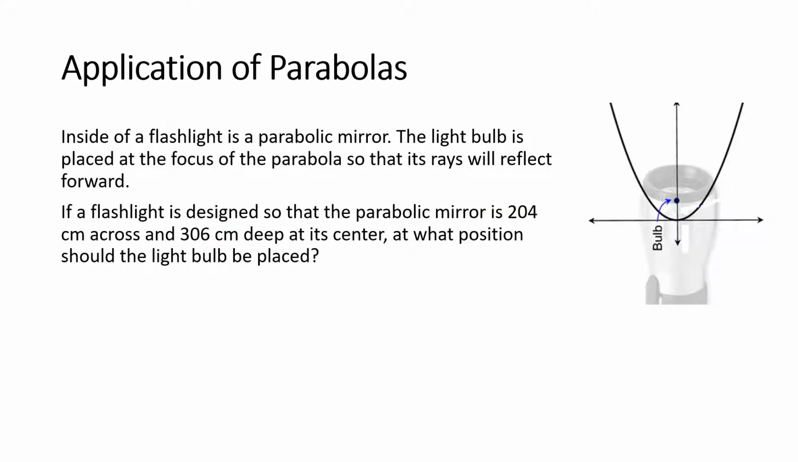Let's try one more example. This example is a flashlight. The inside of every flashlight is a parabolic mirror, and the light bulb has to be placed at exactly the focus point of the parabola so that its rays will reflect forward.